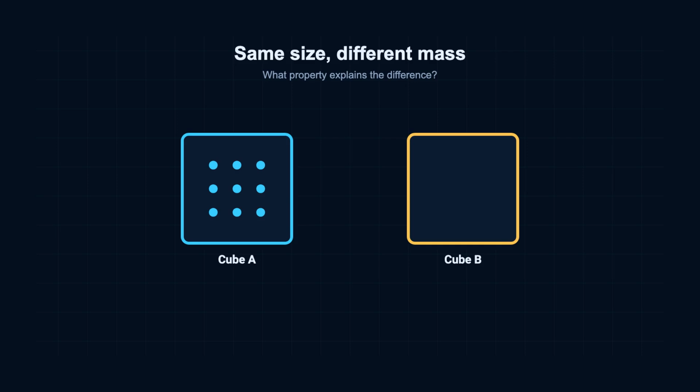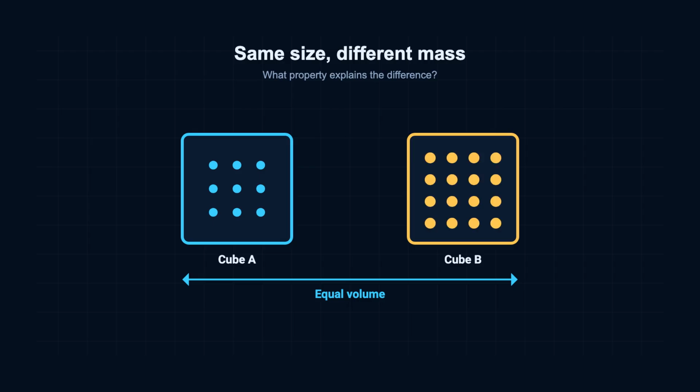Imagine two solid cubes with exactly the same dimensions. They occupy the same volume, yet one has much more mass than the other. How can equal-sized objects contain different amounts of mass? Size alone cannot describe this difference. We need a property that connects the mass of an object with the volume it occupies.